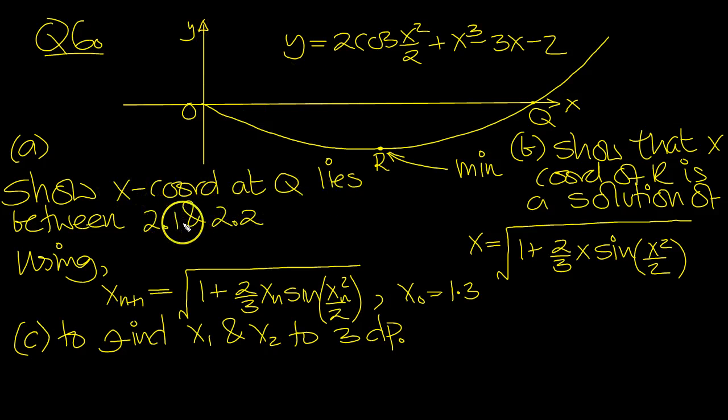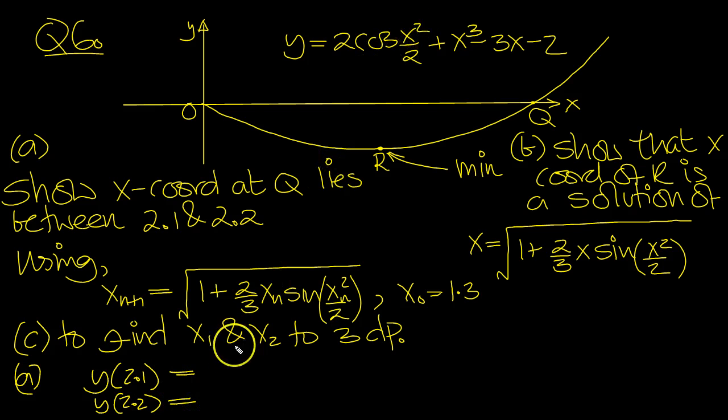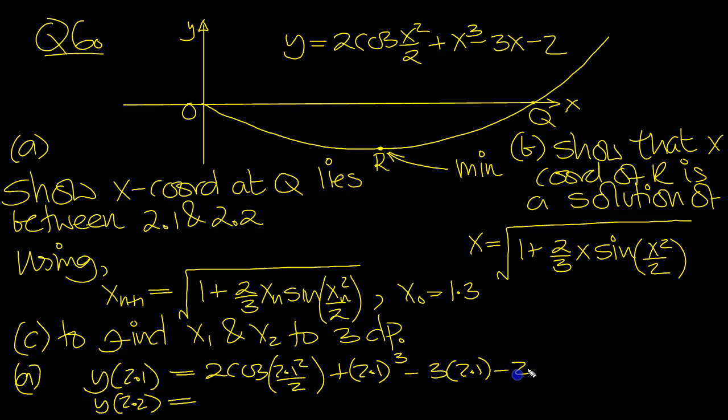So the x coordinate of Q lies between 2.1 and 2.2. The root lies between there. So for A, we need to work out the y of 2.1 and y of 2.2, don't we? So input these values into x. 2 cosine 2.1 squared over 2 plus 2.1 cubed minus 3 times 2.1 minus 2, isn't it? Just putting in the 2.1.